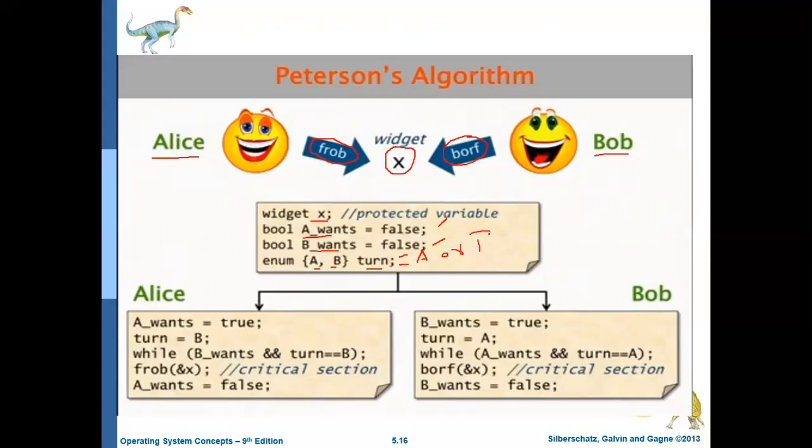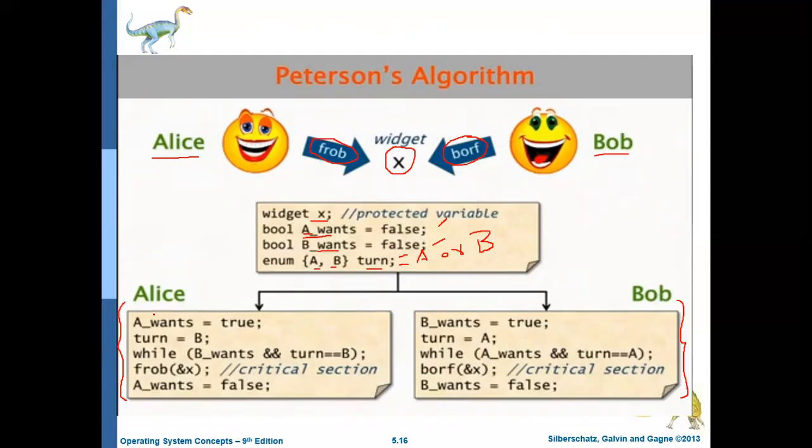If turn is equal to A, it means it is A's turn. If turn is equal to B, it means it is B's turn. Similarly, if A wants equals true, it means A wants to enter the critical section. If B wants equals true, it means B wants to enter the critical section. Now this is Alice's code for process synchronization, and this is Bob's code for process synchronization to ensure data consistency. Here A represents Alice and B represents Bob.